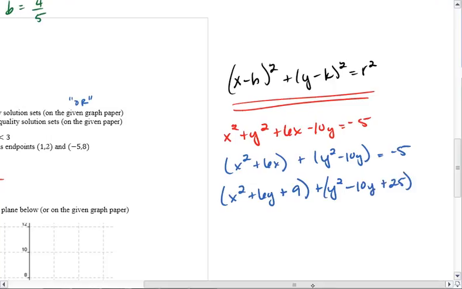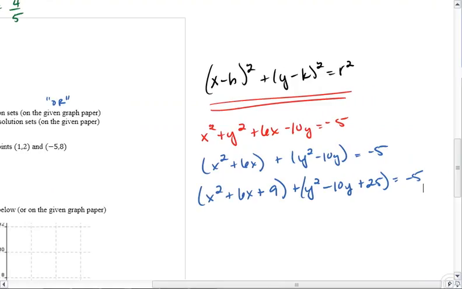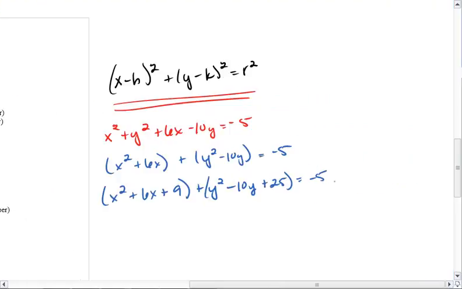So I get x squared plus 6x plus 9 plus y squared minus 10y plus 25 equals negative 5. And what I want to make sure that I do is to also add the 9 and the 25 to the right side so that my equation stays balanced. X squared plus 6x plus 9 factors into (x plus 3) squared. Y squared minus 10y plus 25 factors into (y minus 5) squared.